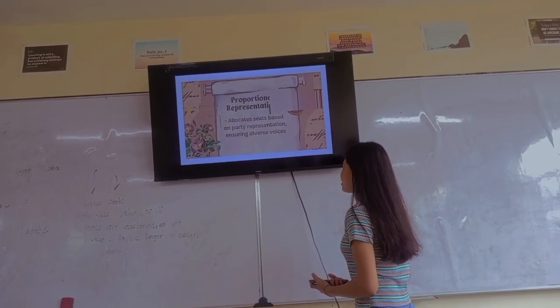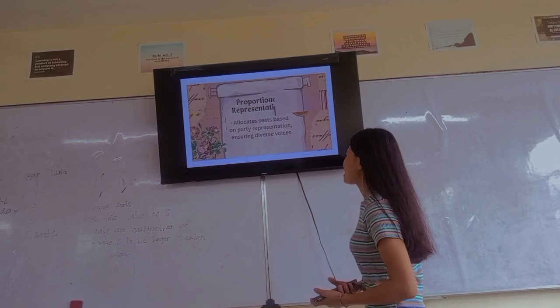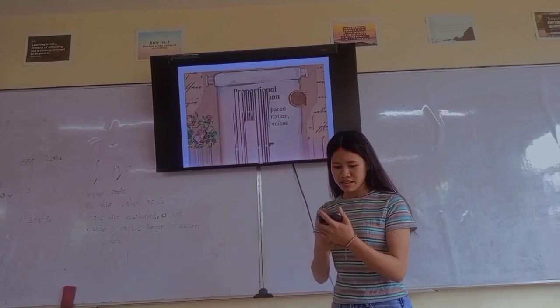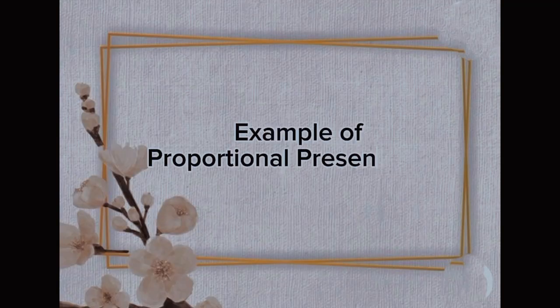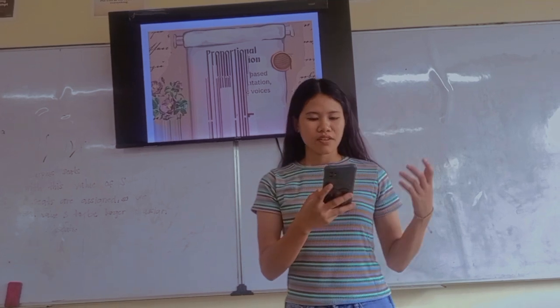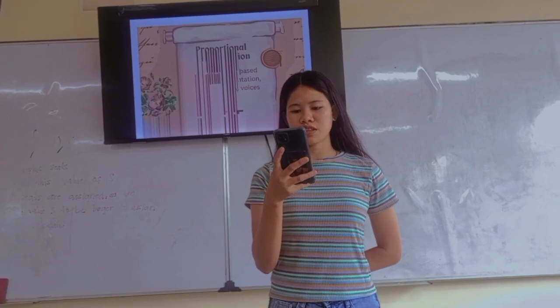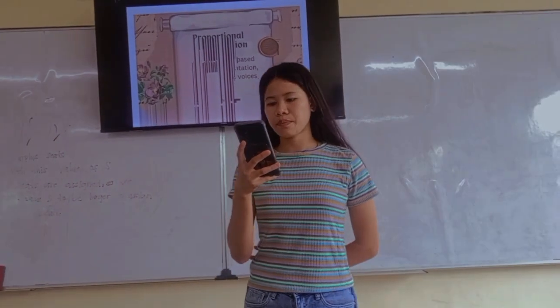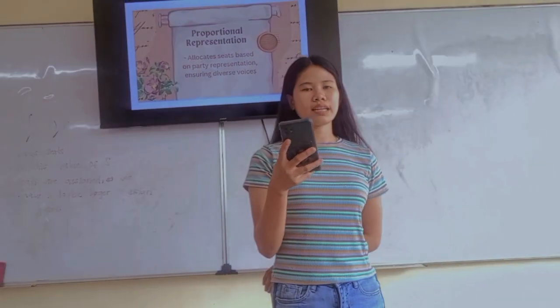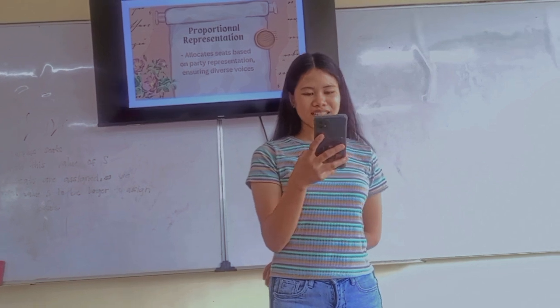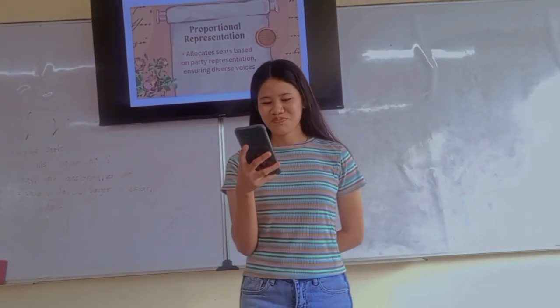Proportional representation allocates seats based on party representation, ensuring diverse voices. For example, step 1: assume we need to allocate seats based on the percentage of votes. Candidate A gets seats. Candidate B gets seats, rounded to 3.